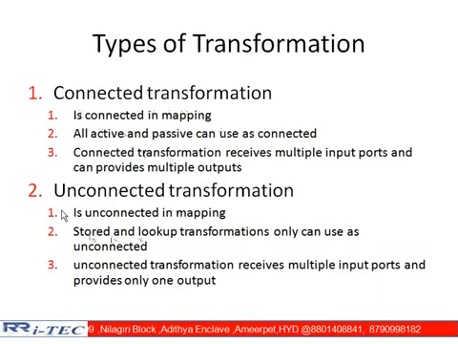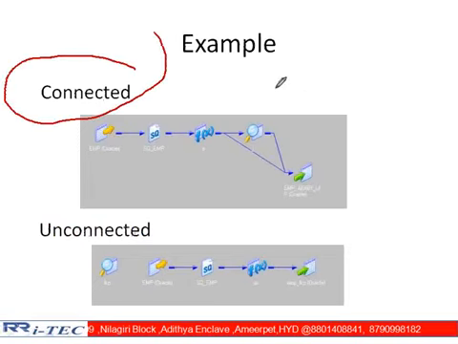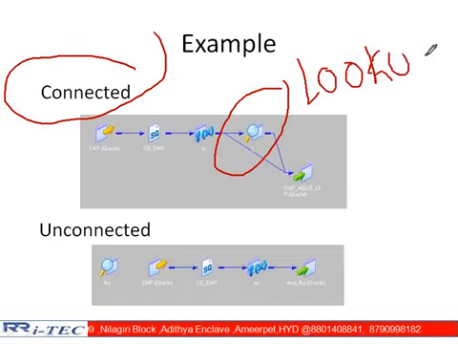Connected transformations and unconnected transformations. See this one. I have connected here. If you go and see this, is lookup connected or not connected? It is connected. And this one is unconnected. Related to these transformations, I want to write some points. First point.